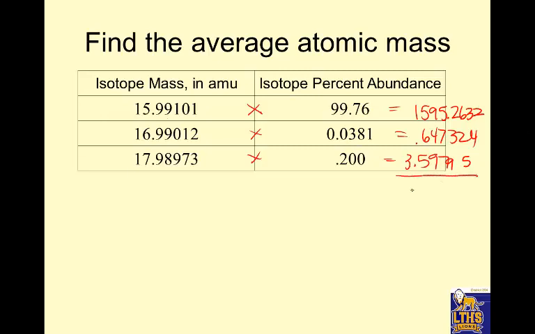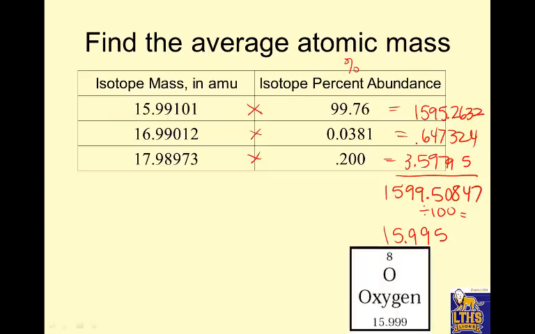Well, then you add together all of those, and you get 1,599.50847. Now, this is not the average atomic mass of this element, because these were all percents. And when you're working with percents, you have to change them to decimals by dividing by 100. So divided by 100, you find out that the average atomic mass of this sample is 15.995. So what element do you think this might be? Well, we would look on the periodic table and find the element that has an average atomic mass of 15.99. And guess what we find? Oxygen. So this number was calculated using data similar to this.